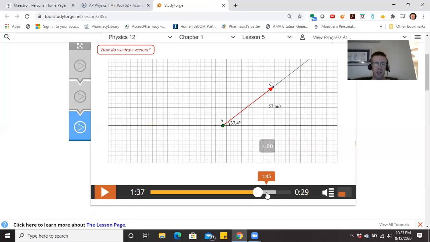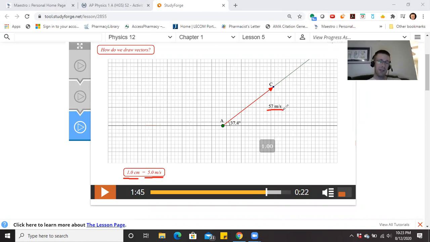So let's suppose, just for fun, that in my drawing, 1 centimeter is supposed to represent 5 meters per second. So for example, if I'm drawing a velocity vector that's 57 meters per second, I can use this conversion factor right here to figure out how many centimeters that drawing should actually be.